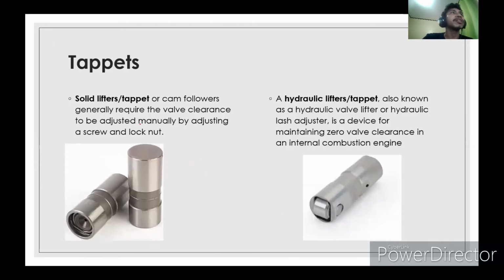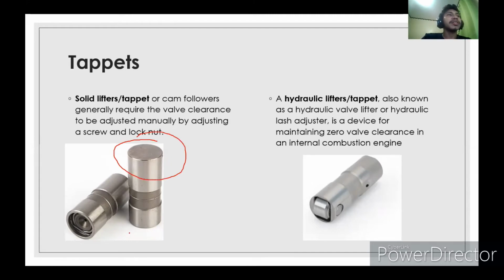Alright. Moving on, there are two types of tappets. There are solid flat lifters or tappets, and there's the hydraulic or roller type tappet. Generally, solid tappets require valve clearance to be adjusted manually by adjusting a screw and a lock nut. So this one is for the solid tappets. As you can see, the end of the solid tappet is just round or flat.